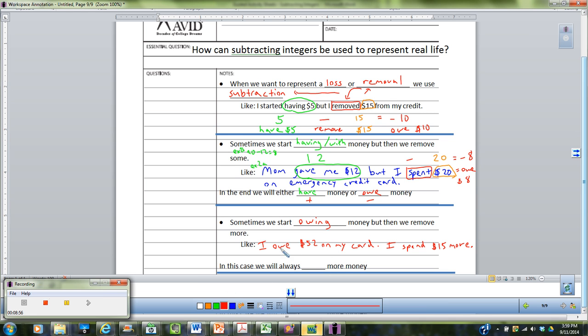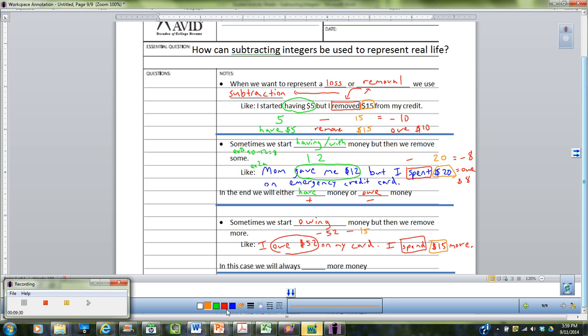So let's translate that. I owe $52, and then spend, and then $15. So since I owe $52, that's going to be negative 52. Spent means remove, which is subtraction, and I remove $15 more.